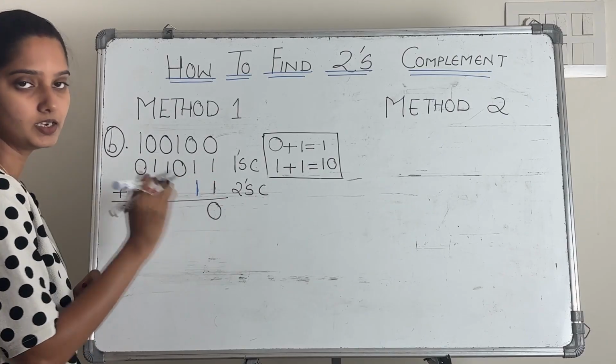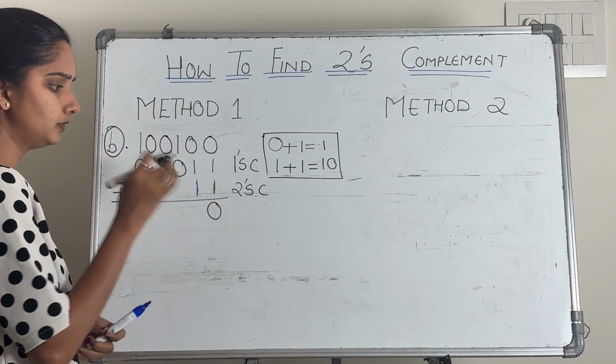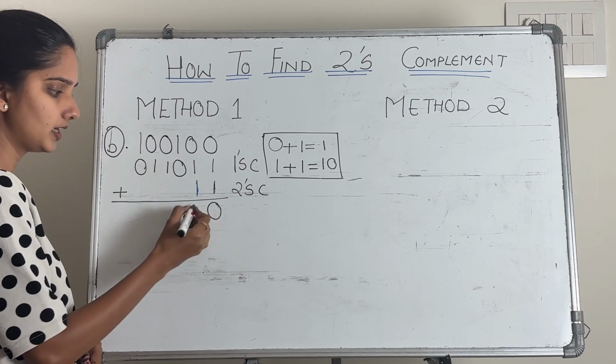1 plus 1 is 1 and 0. If you want, you can write it on top also, no problem. I am just writing it over here. Next, again 1 plus 1 is what? Again 10.